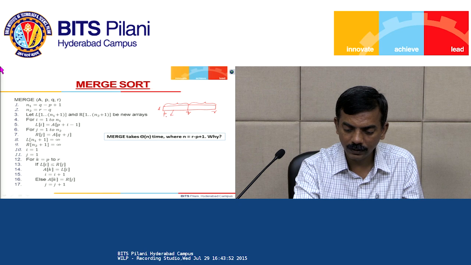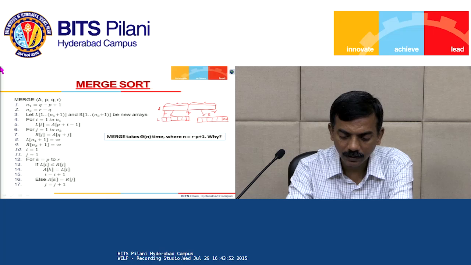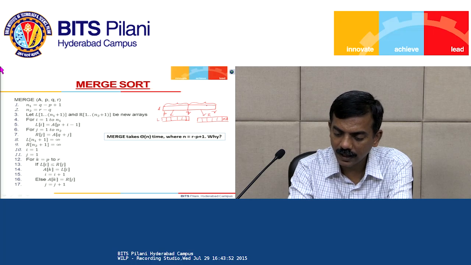So what we did, we copied this into a sub array called L, and we added one extra number here which is infinity. Also we copied this portion into another sub array called R, where the last element was infinity. Each of these L and R are sorted. Then finally we merged them together into this array A.